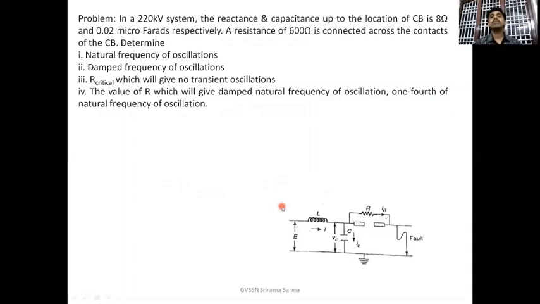So let us see some problems on resistance switching and current chopping. Here is a problem: in a 220 kV system, the reactance and capacitance up to the location of the circuit breaker are 8 ohms and 0.02 microfarads respectively. A resistance of 600 ohms is connected across the contacts of the circuit breaker. Determine the natural frequency of oscillations, the damped frequency of oscillations, the critical resistance which will give no transient oscillations, and the value of the resistance which will give a damped frequency of oscillation 1/4 of the natural frequency of oscillation.